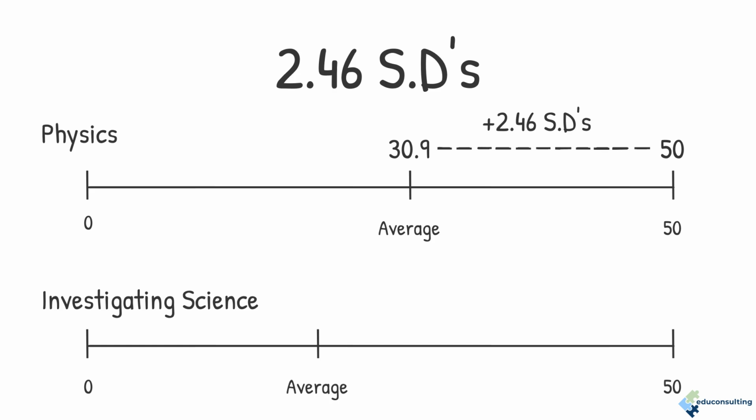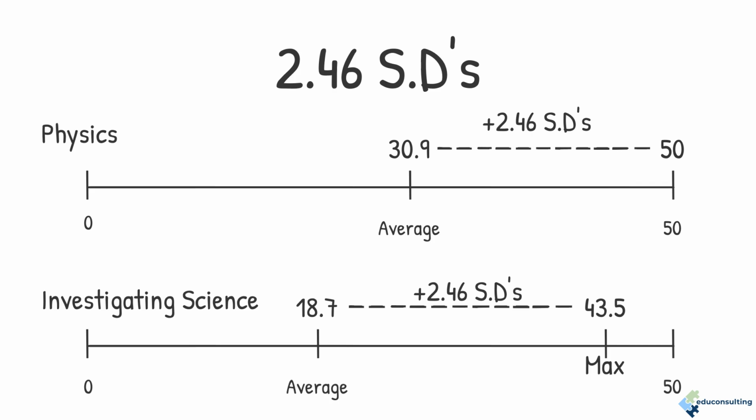If we have a look at investigating science, on the other hand, then it's a slightly different story. The average scaled score for investigating science was significantly lower than physics at 18.7. So for that subject, when you count 2.46 standard deviations above the mean, it only gets you to a scaled score of 43.5. That means that the maximum scaled score in 2020 available to anybody in investigating science was 43.5, which is a bit lower than the maximum score available in physics and chemistry and biology and earth.